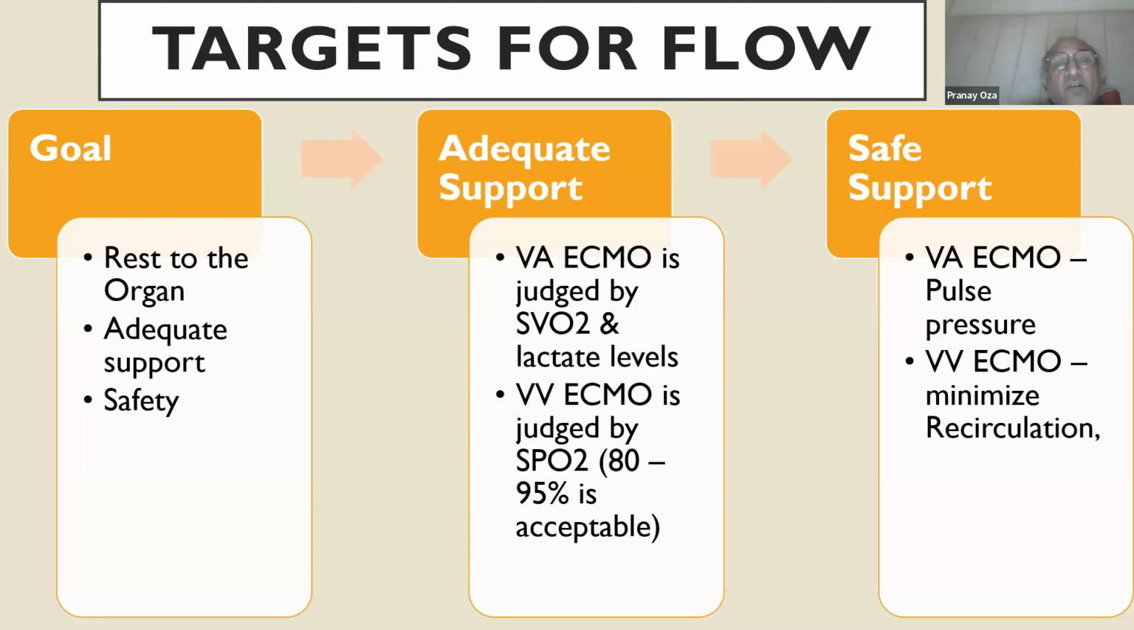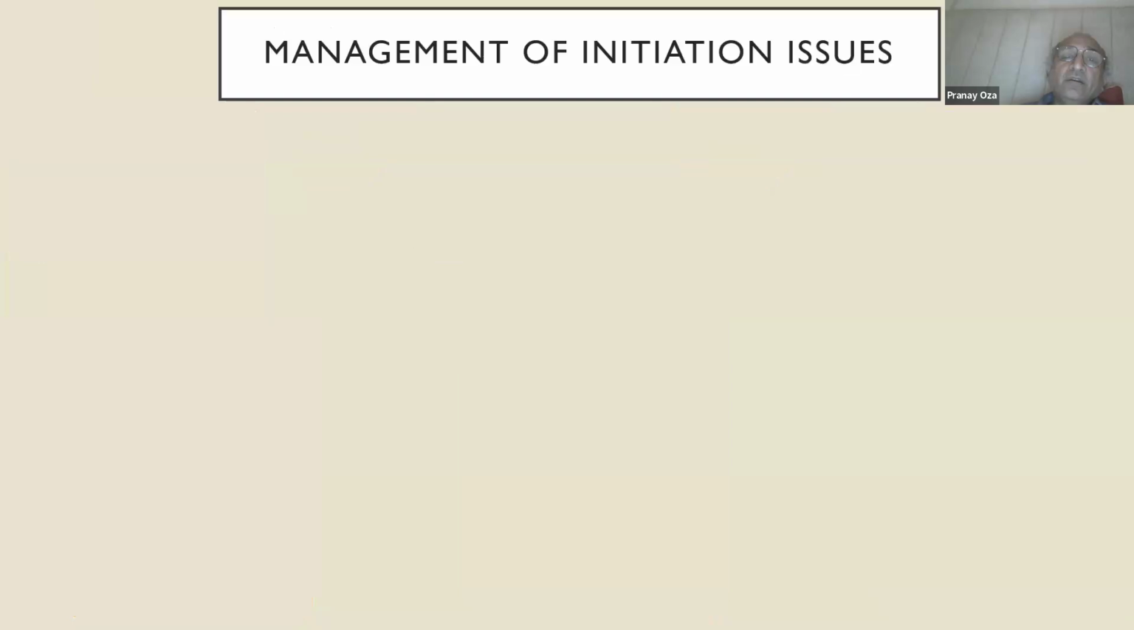How will you assess the adequacy of support? On VA ECMO by tissue perfusion, and in VV ECMO by saturations. Saturation of 80 to 95 is always acceptable. And how will you track the safety of support? In VA ECMO by pulse pressure, and in VV ECMO it is minimum recirculation with your maximum flow. So that should be your criteria.